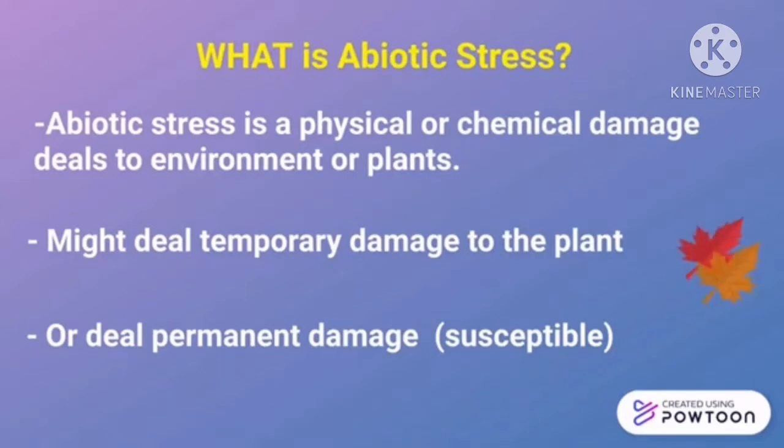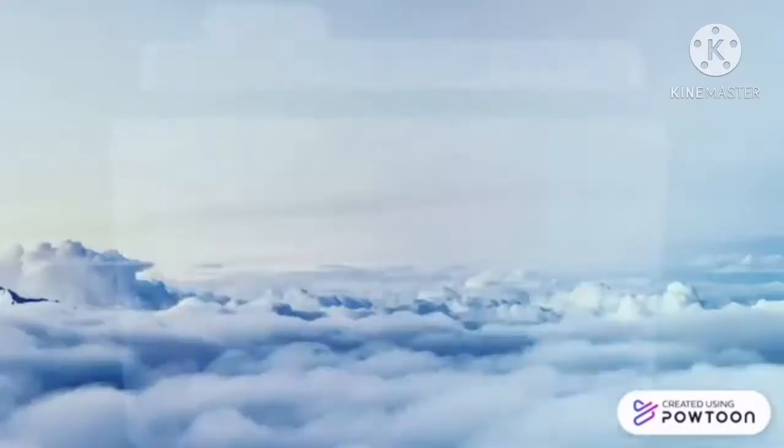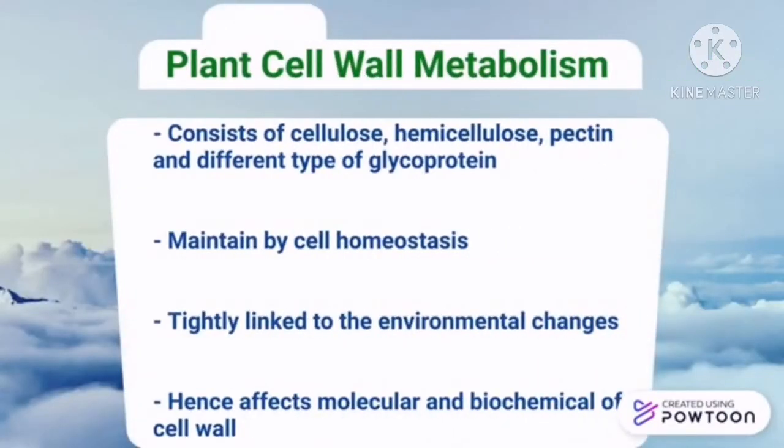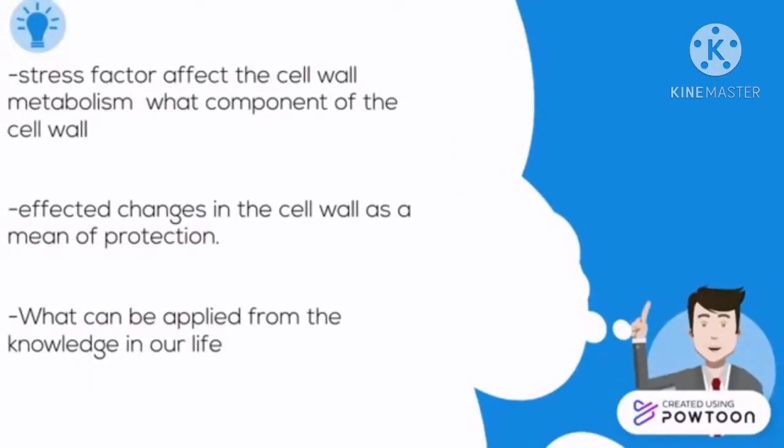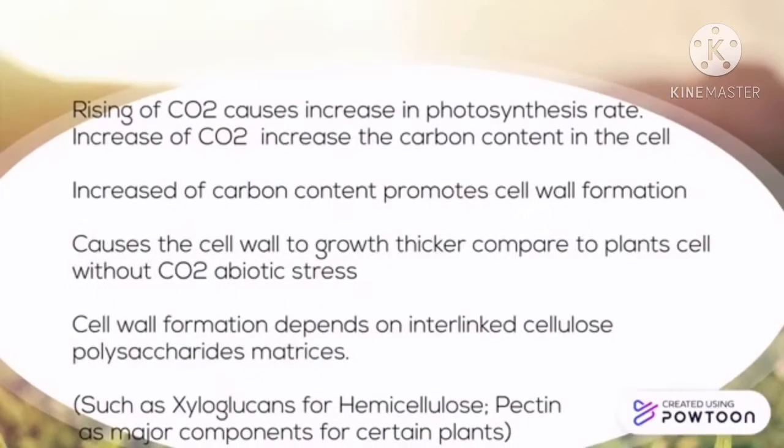Abiotic stress is actually a physical or chemical damage to the plant and can cause temporary and permanent damage. The plant cell wall is composed of cellulose, hemicellulose, pectin, and glycoprotein, and is maintained by cell homeostasis. So in this video, we are going to talk about how stress factors affect the cell metabolism and components of the cell wall. First of all, I, Kang, am going to talk about how CO2 affects cell wall metabolism.